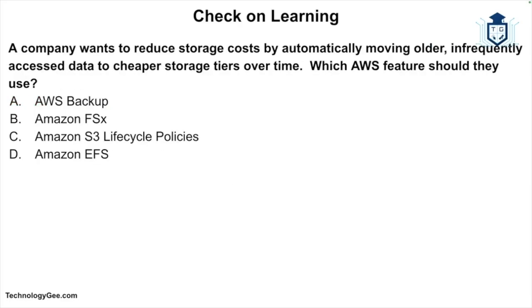And our final question is, a company wants to reduce storage costs by automatically moving older, infrequently accessed data to cheaper storage tiers over time. Which AWS feature should they use? Should they use AWS Backup, Amazon FSx, Amazon S3 Lifecycle Policies, or Amazon EFS?